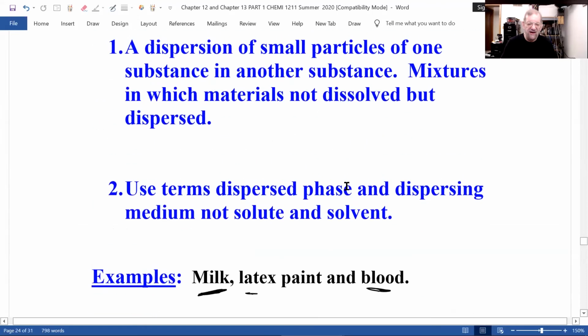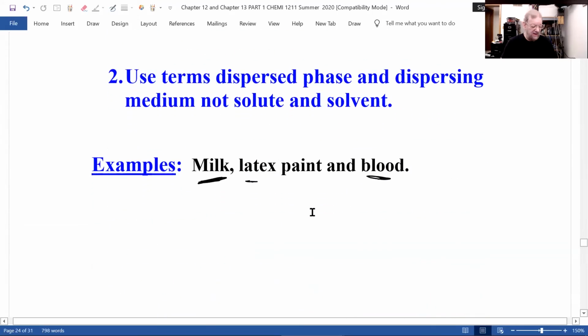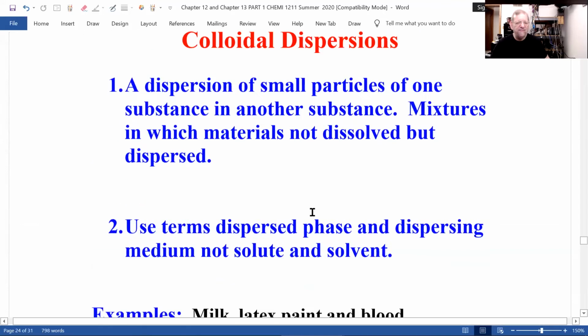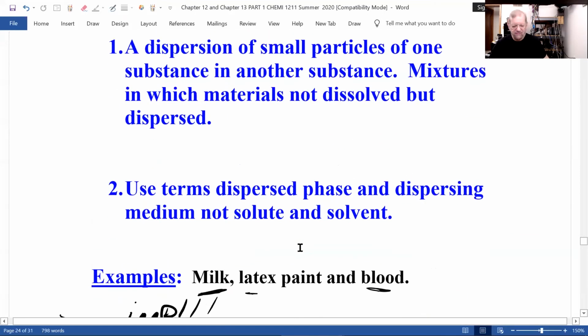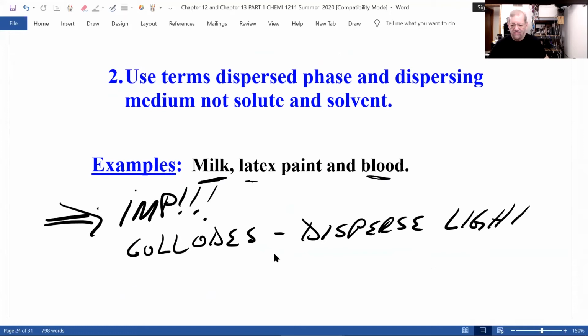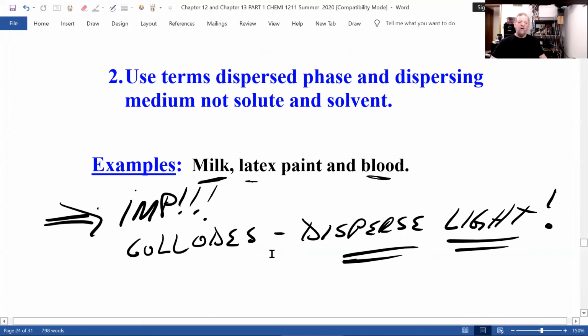Now, how can you tell a colloidal dispersion? This is important. Take notes. Colloids or colloidal dispersions disperse light.